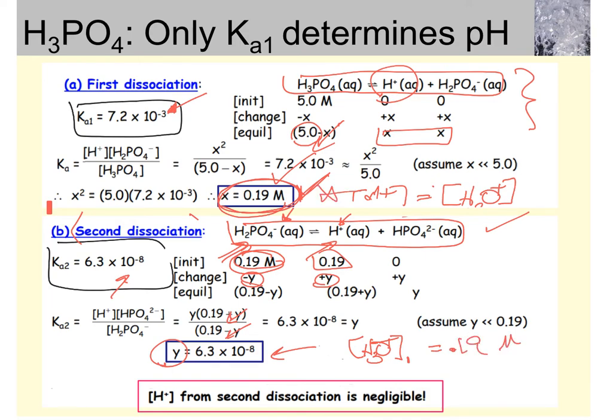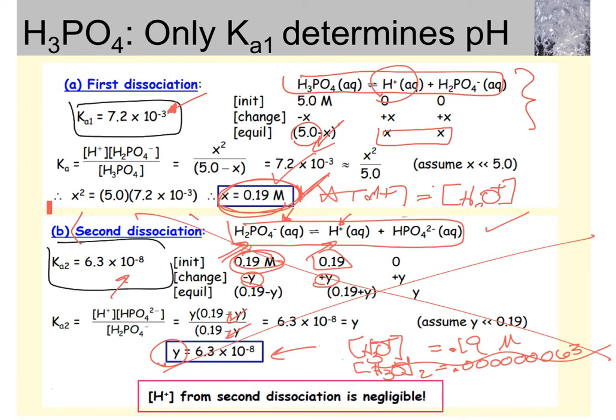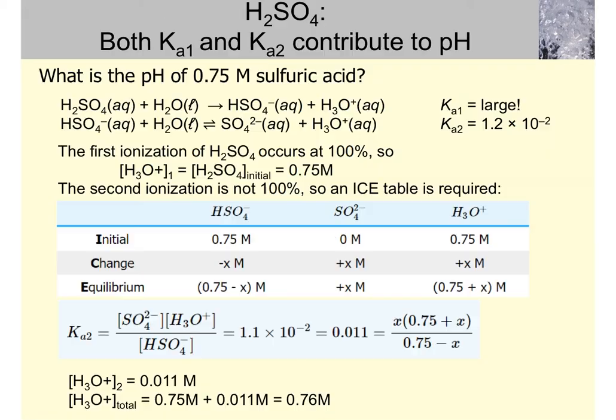The concentration of hydronium ion from the second ionization is, I'll put it out in long form, completely negligible. So we could have totally ignored this second ionization for phosphoric acid and it wouldn't have made any difference in the pH. All right, so there are some acids where the difference in the first and second ionization energy are close enough that you cannot ignore the second one.